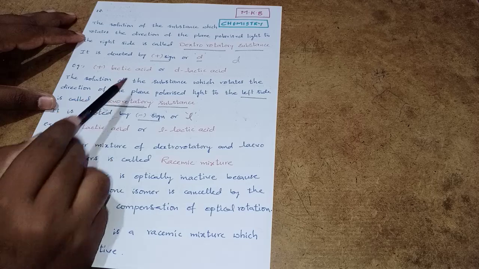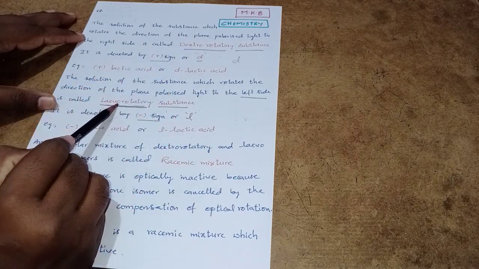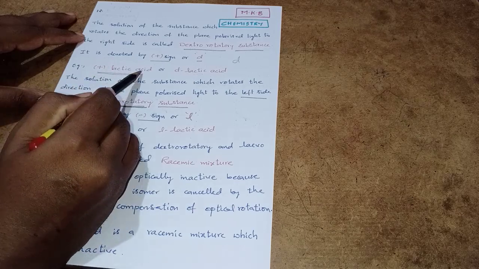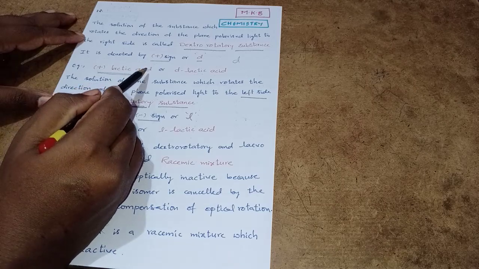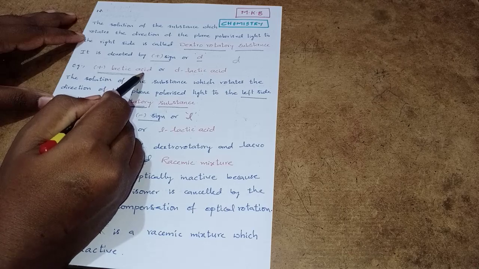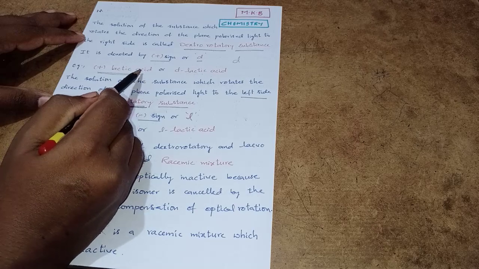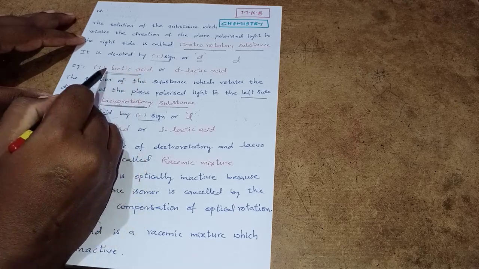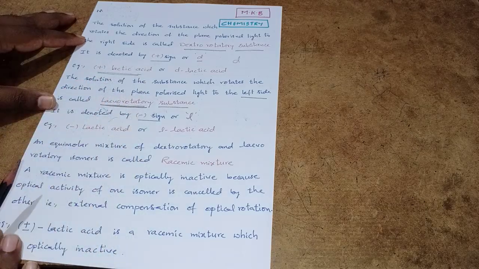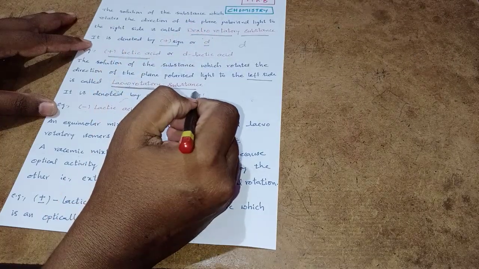So what do we know from these two? This dextrorotatory, levorotatory, how do we know? Not by looking at the formula. We cannot predict the rotation, or the optical activity, of a certain substance by looking at the formula. Only through experimental studies can we predict whether it is dextro or levorotatory. So this is dextrorotatory and this is levorotatory.